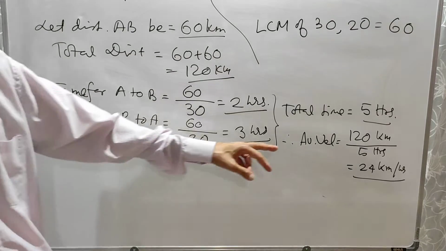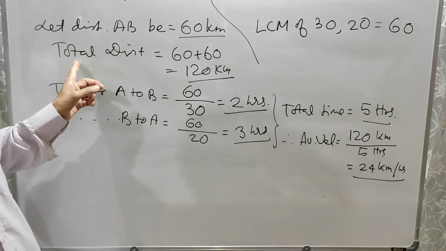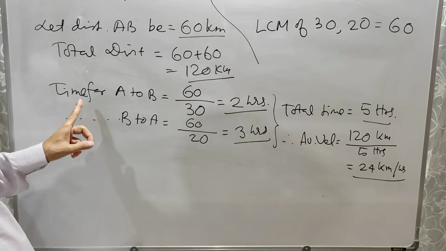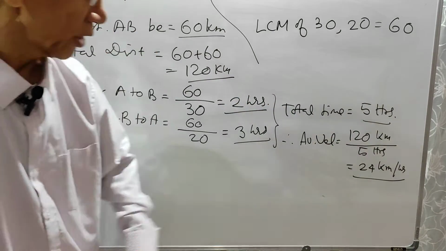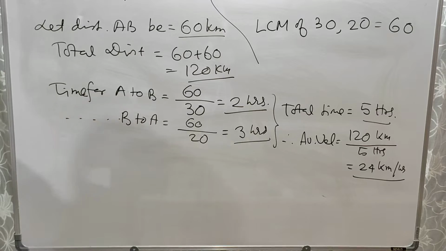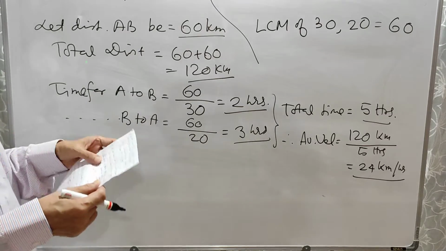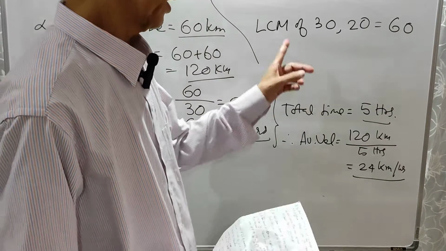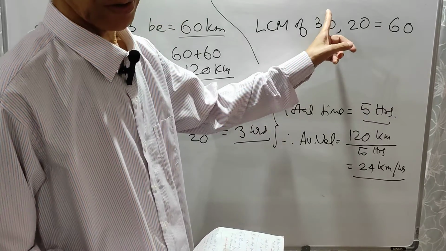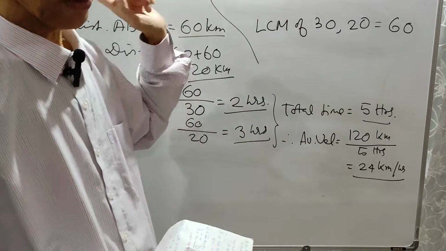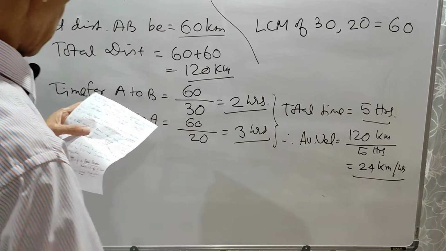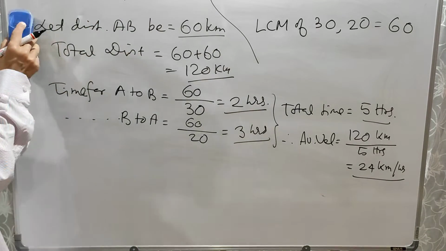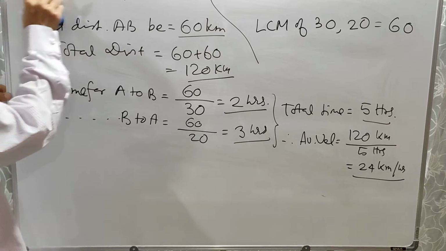So average velocity is total distance by total time. Total distance is 120, total time is 5. So divide, you get 24 kilometer per hour. This is how you can do it very quickly. The key point is the LCM of the two speeds, which will be the assumed distance from A to B. Now next will be another sum from physics.